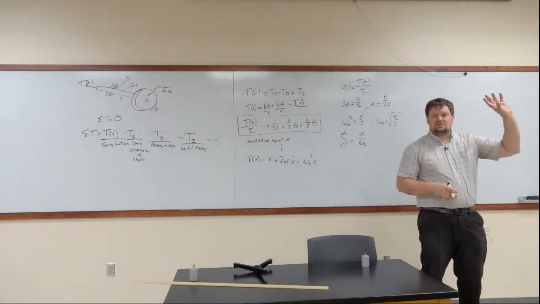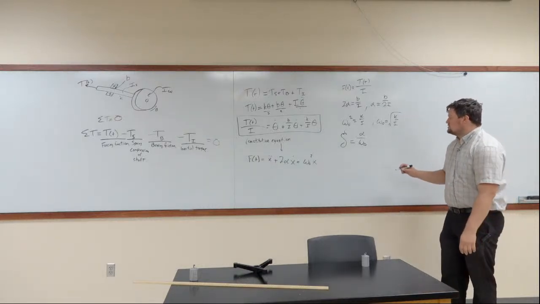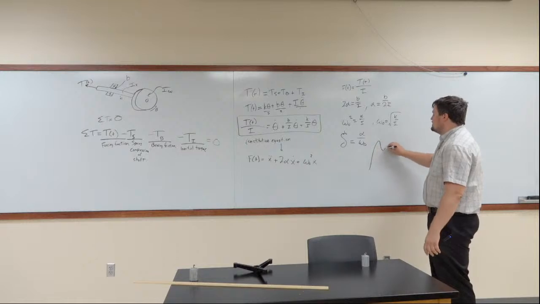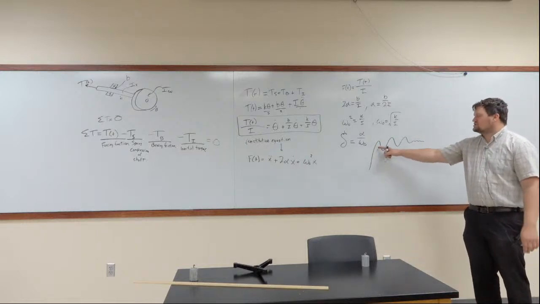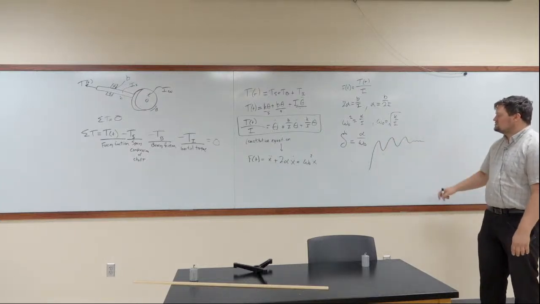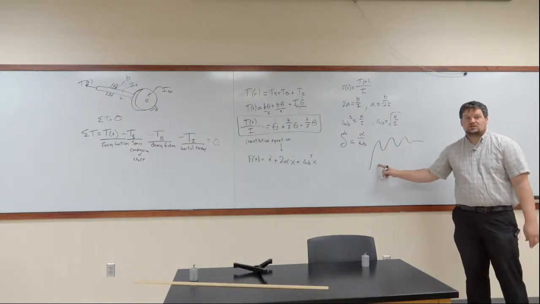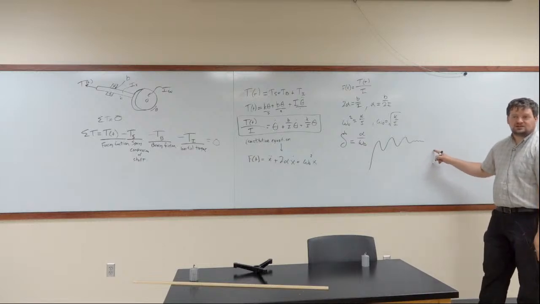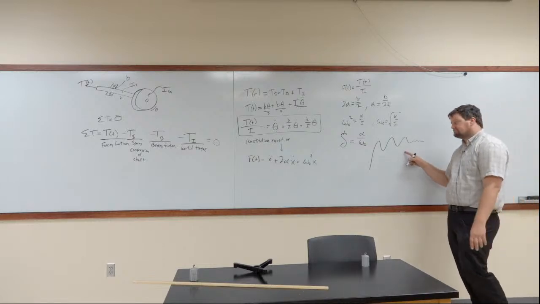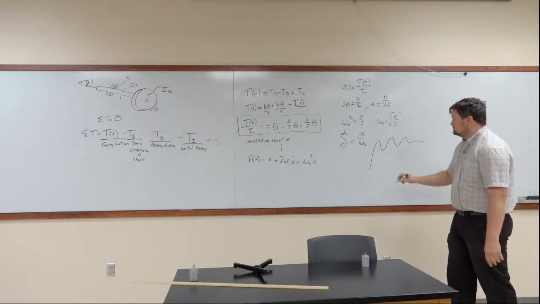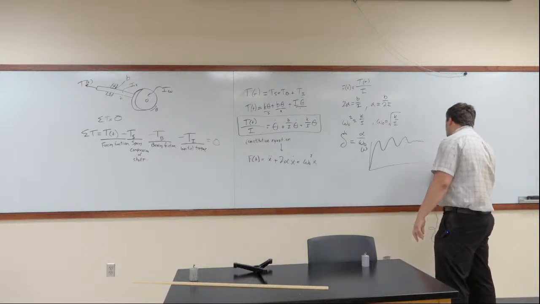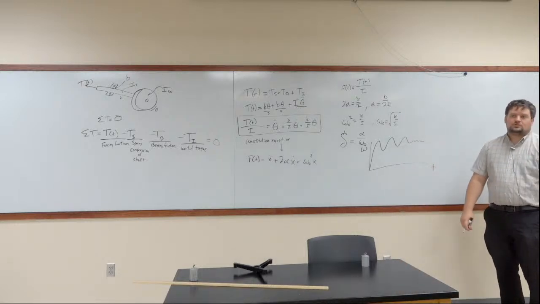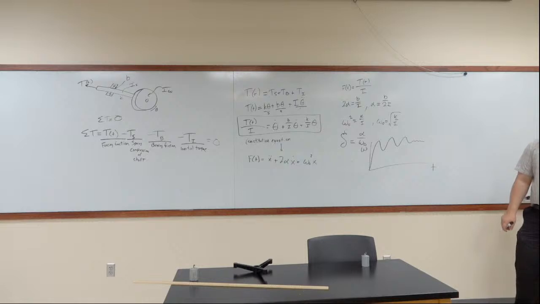If I apply some sudden amount of torque, what you might get out of your displacement is an angular speed that looks something like this, where your angular speed overshoots, undershoots, overshoots, undershoots, overshoots. What kind of system is this? Underdamped, critically damped, or overdamped?